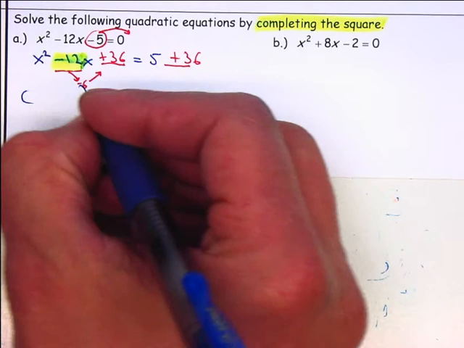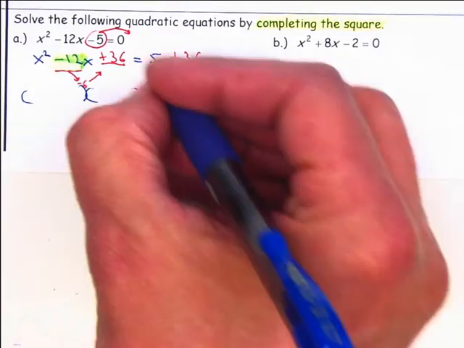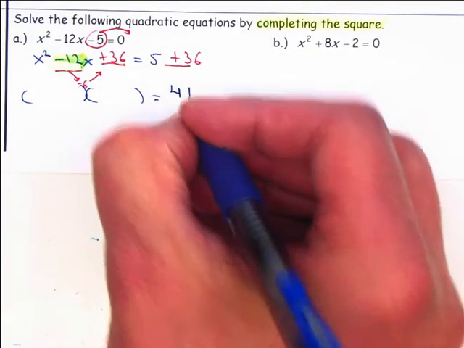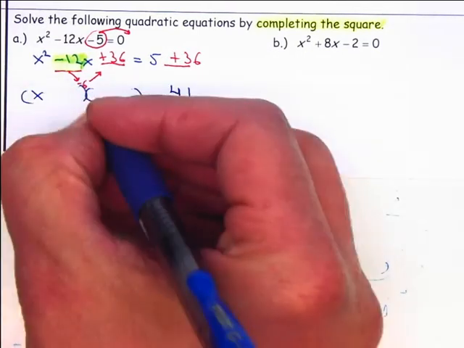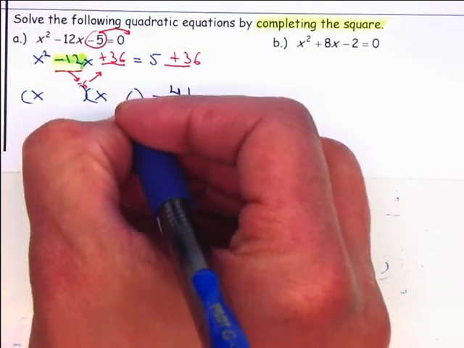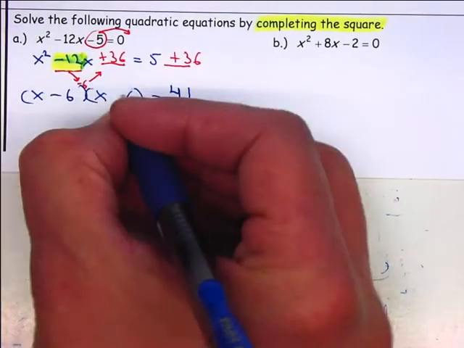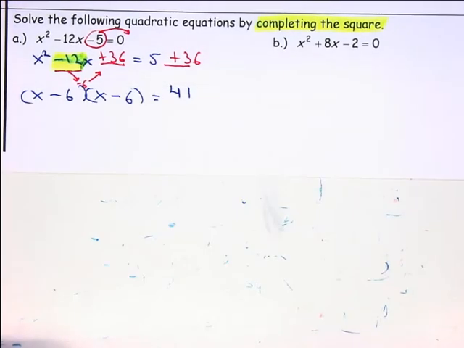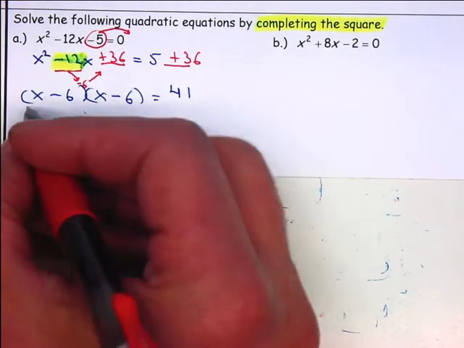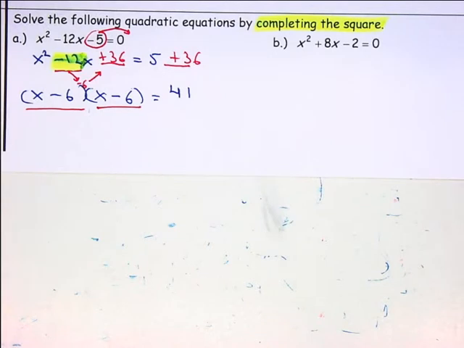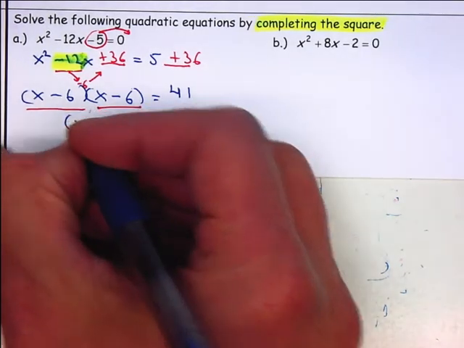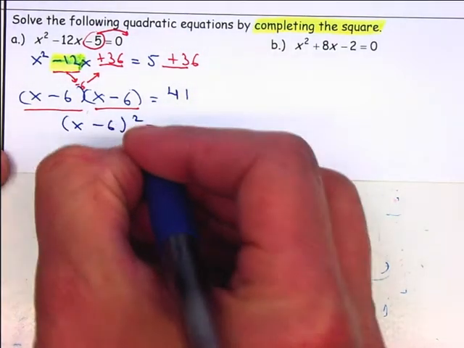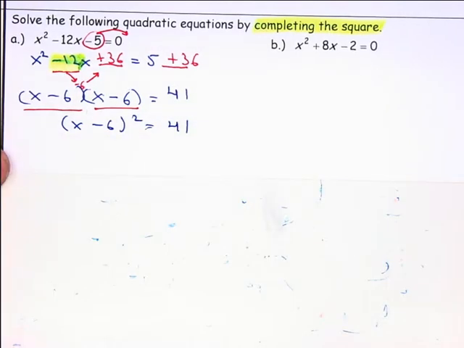I'm going to factor this out, and that will give me 41. Factors of x squared will be x and x. Factors of 36 will give me 6 and 6, and they both should be negative. Now I'm going to combine both of them into one. So that'll be x minus 6 squared is equal to 41.